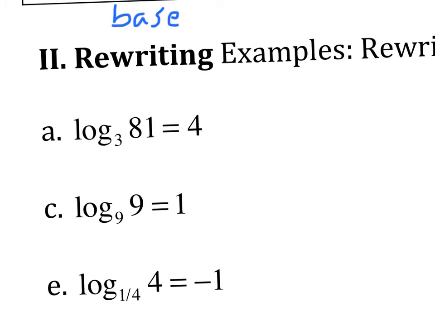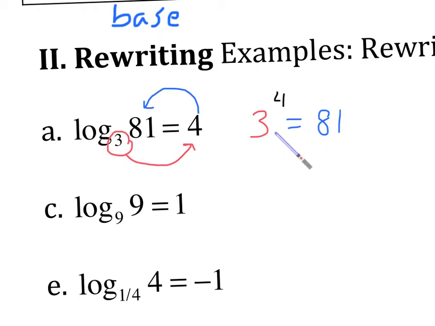Well, this one here says 3 to the 4th power is equal to 81. And notice that in this context, it starts out true. This is a true statement. And over here should be true too. 3 times 3 times 3 times 3 is 81. Oh, great. It works out.